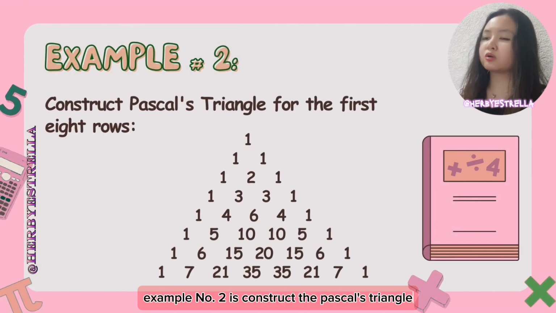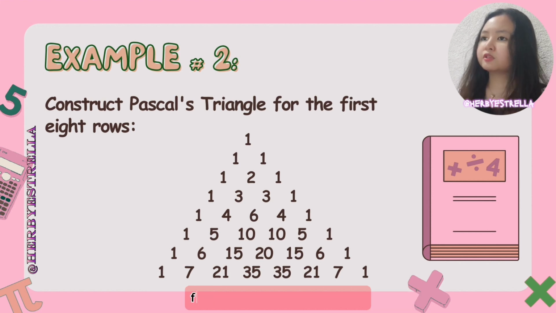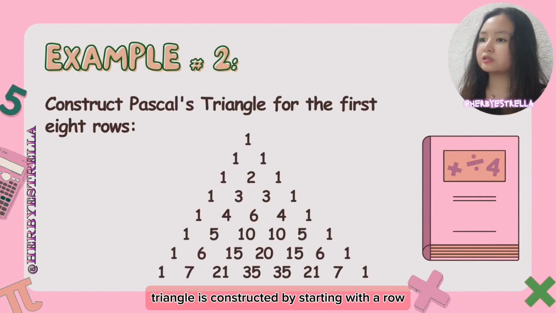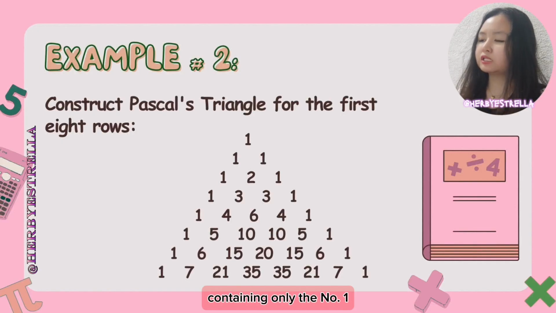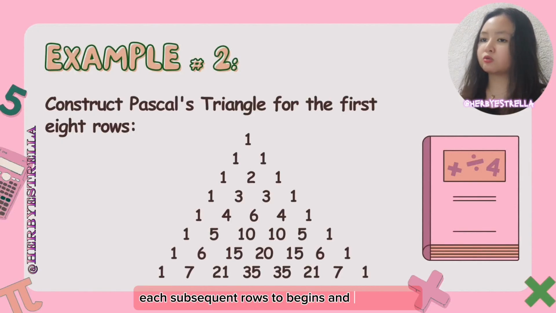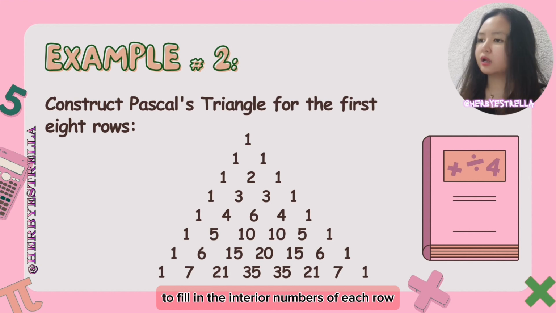Example number 2 is, construct the Pascal's triangle for the first 8 rows. The Pascal's triangle is constructed by starting with a row containing only the number 1. Each subsequent row begins and ends with 1. To fill in the interior numbers of each row, add the two numbers directly above it.